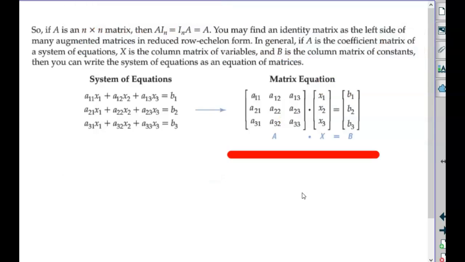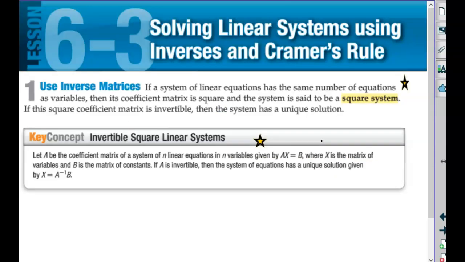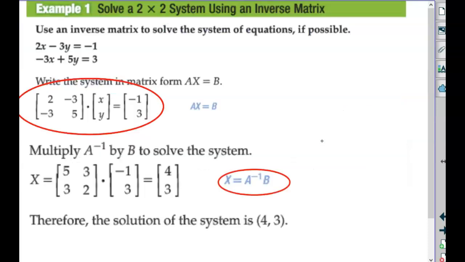All right. This is really important, and it's very complicated to look at on this screen, but I am going to ask you to write a system of equations as a matrix multiplication problem. That looks really confusing right there, so we're going to go on and talk about it here. Look what happens right here.